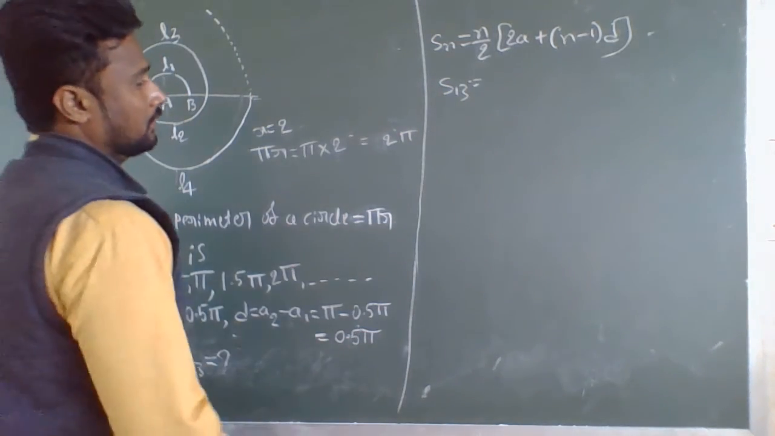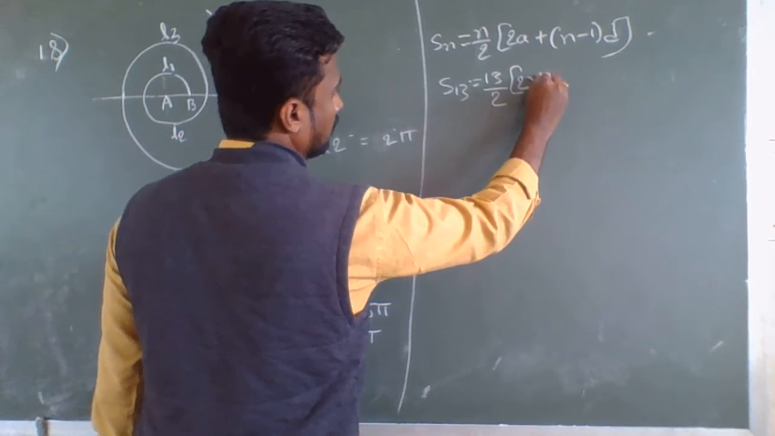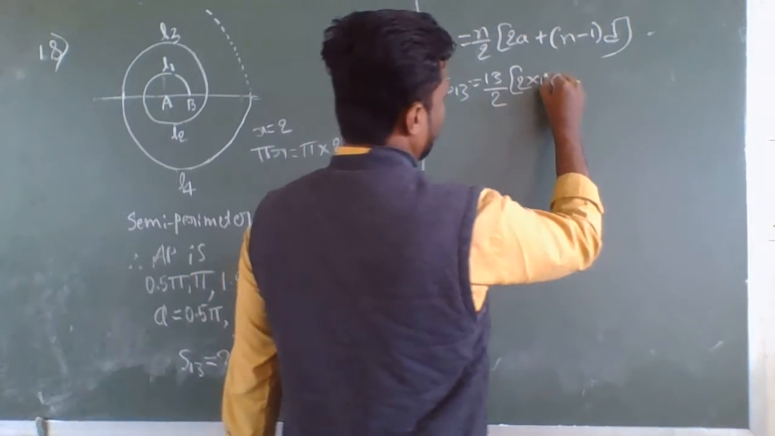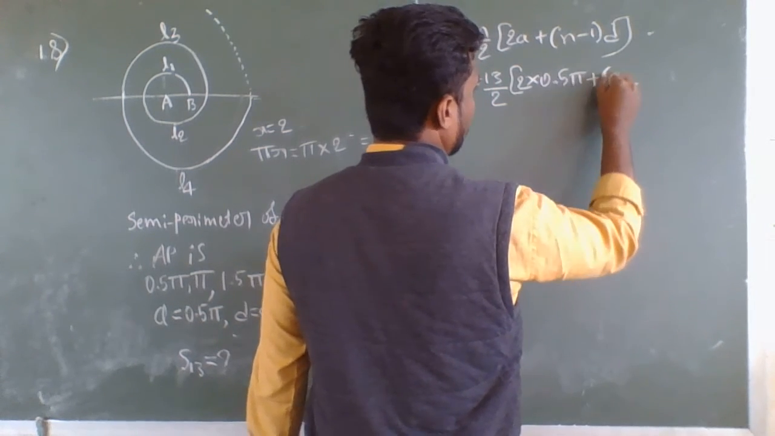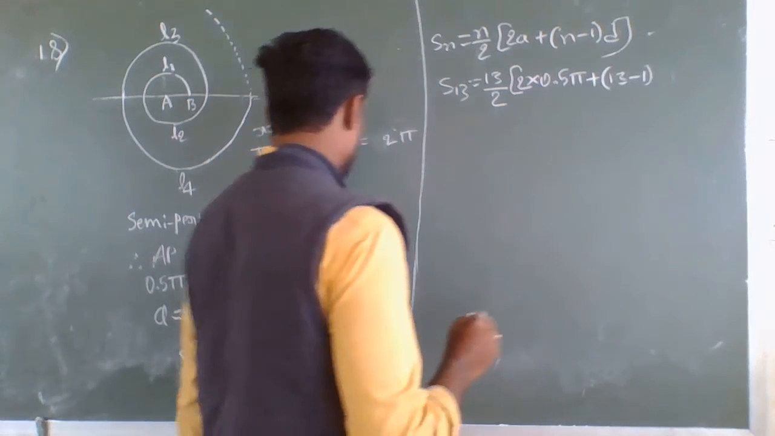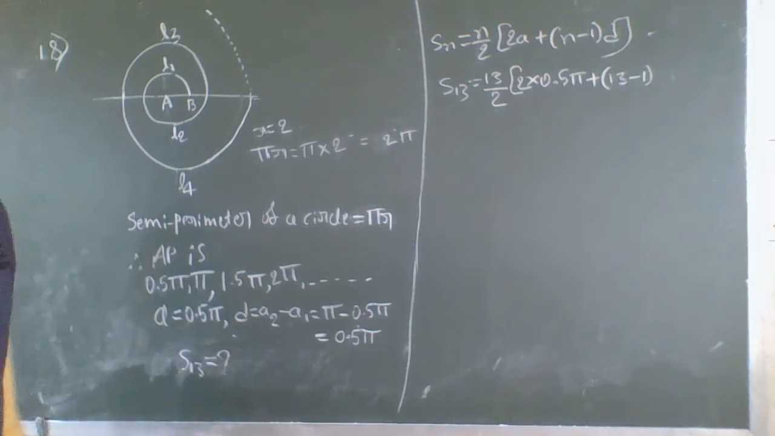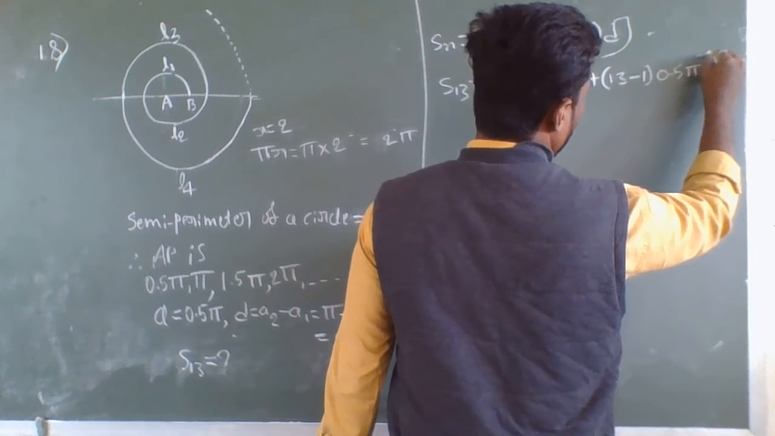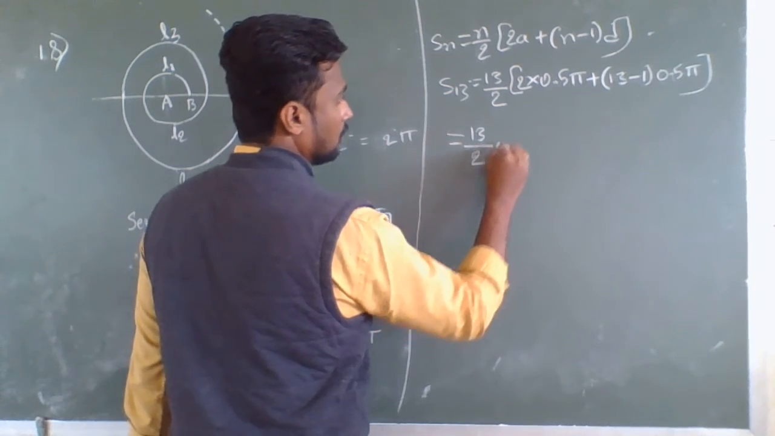Now, what is the n value? 13 by 2 into bracket 2 into a. What is the a value? 0.5 pi. Plus n minus 1, where n value is 13, minus 1. What is the d value? 0.5 pi. So here I will write 0.5 pi. The next step, what we can do, 13 divided by 2.